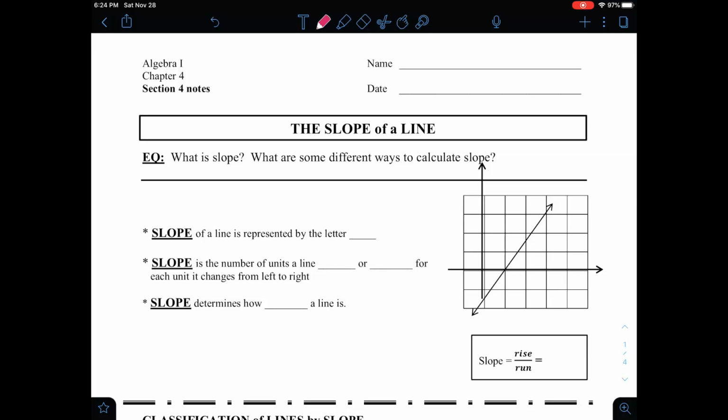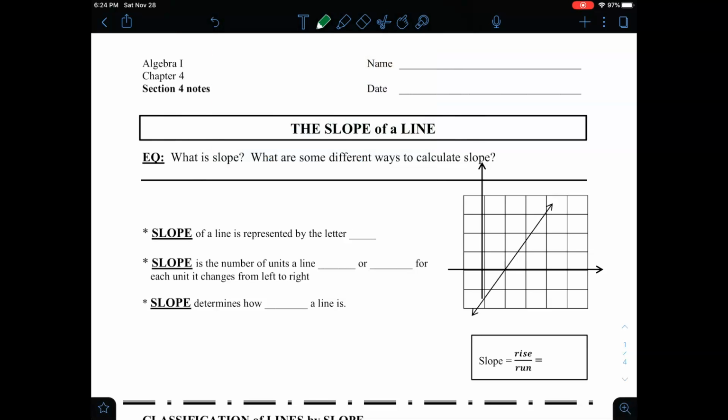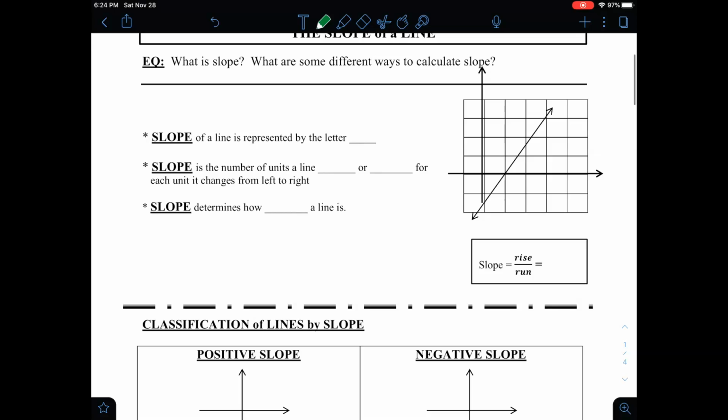Slope is something you probably talked about in middle school math, but it is a very important topic for us. So, slope of a line is represented by what letter? Do you guys know what letter represents slope? It's actually an M, even though that makes no sense because there's not an M in the word slope at all, which is kind of silly, but mathematicians decided that's what we were going to do, and so we just got to do it, I guess.